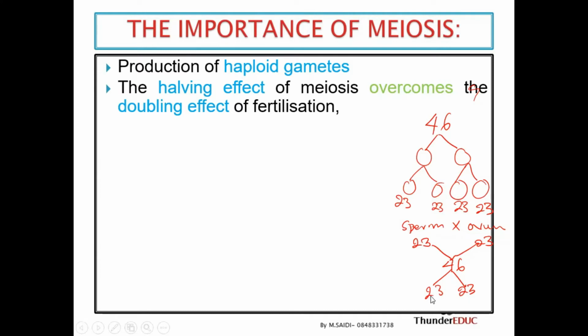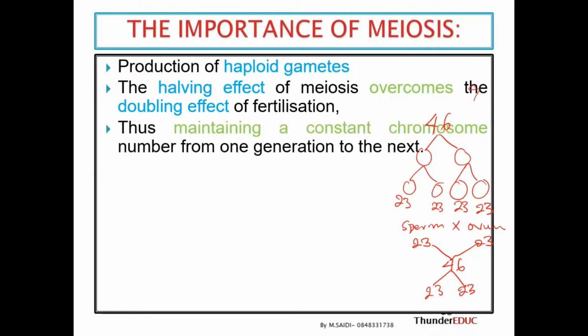So this helps us to keep the number of chromosomes constant from one generation to the next. But if this halving effect was not there, then if fertilization occurs, it would be 46, and then you form another one, which is 92. Then 92 again, you form a big number. So the halving effect overcomes the doubling effect of fertilization. Meiosis results in reducing the chromosome number, thus maintaining the constant number of chromosomes from one generation to the next.